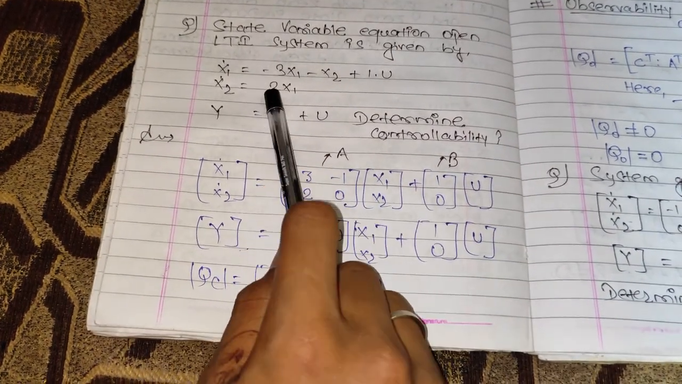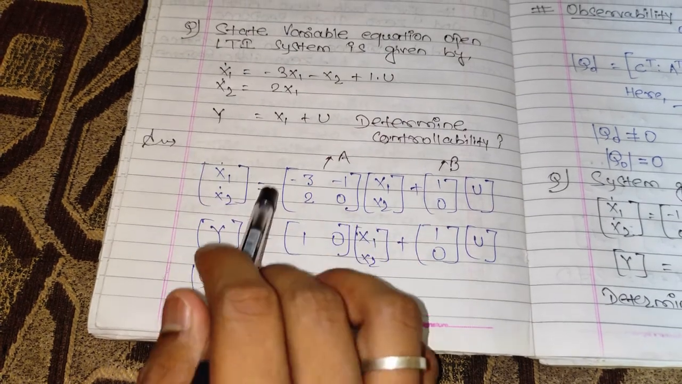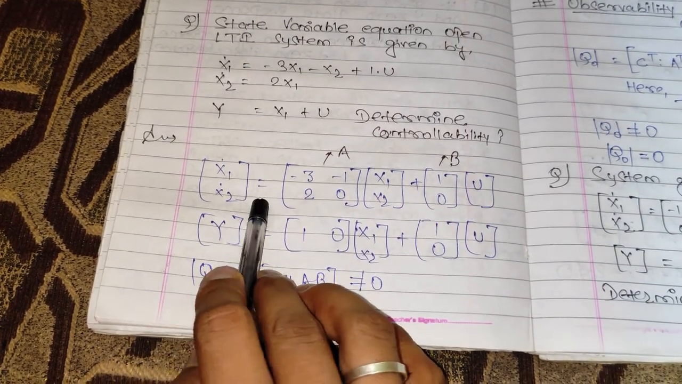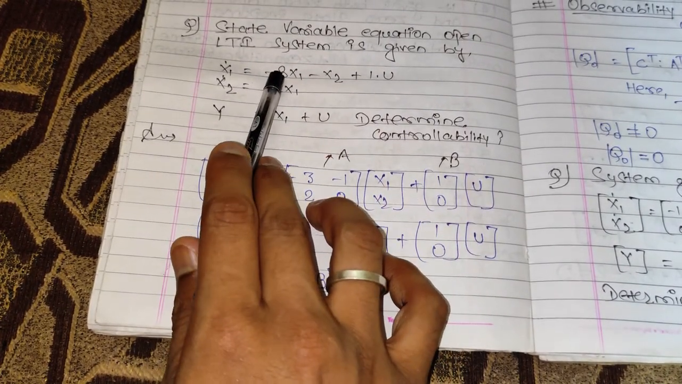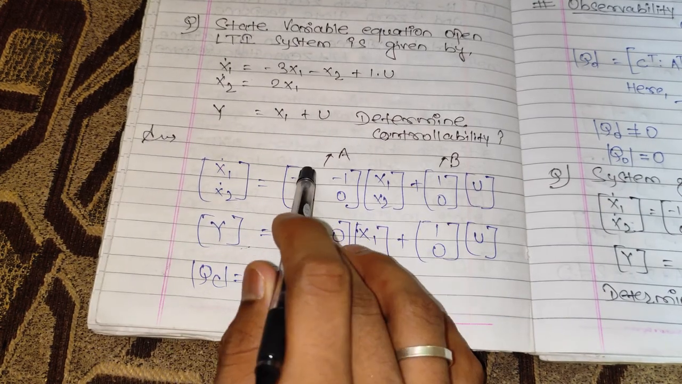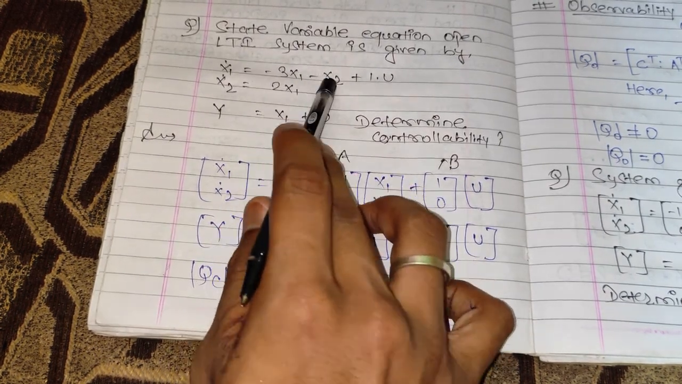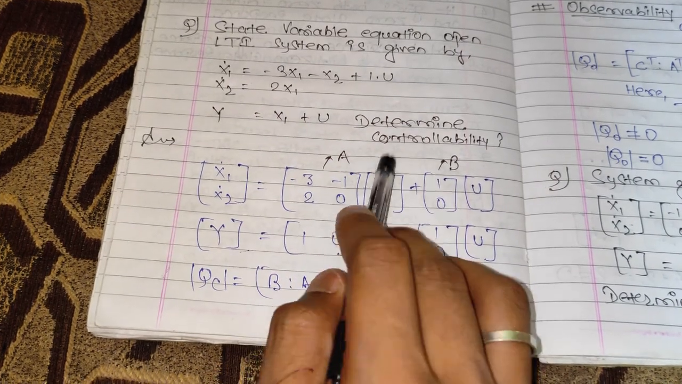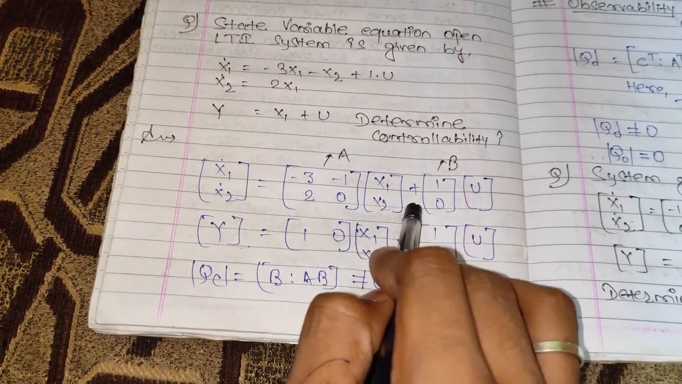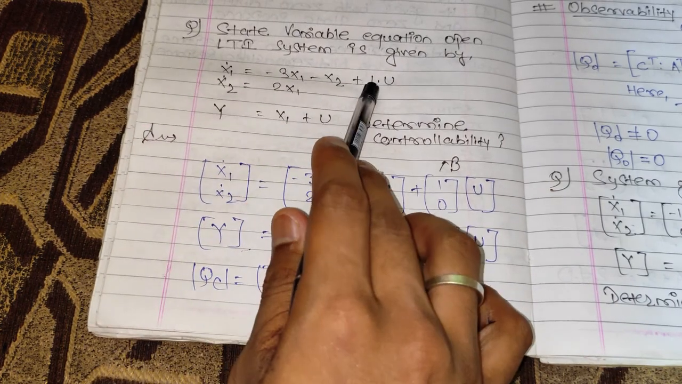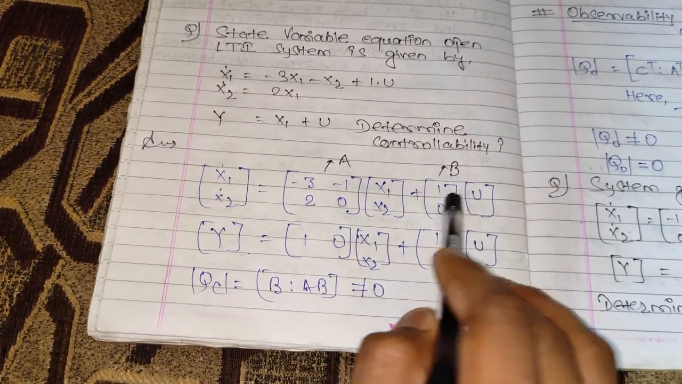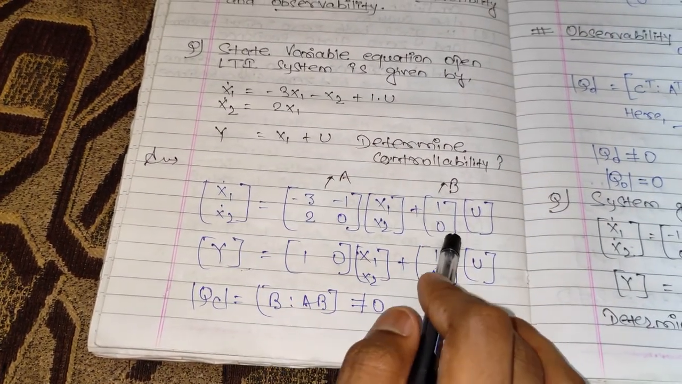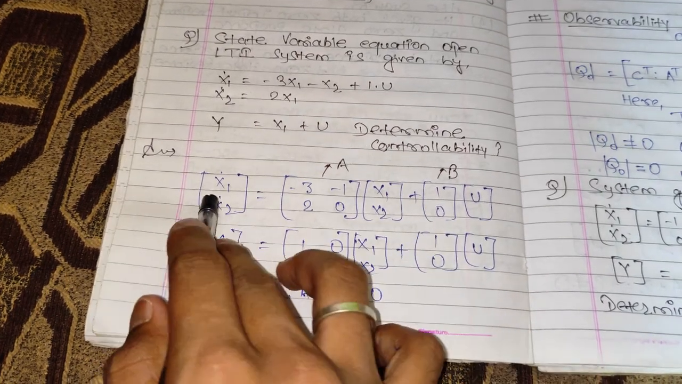So here x1, x2, we will write it according to the question. x1 dot, x2 dot, then minus 3, 2, we will write minus 3, 2. The second term is minus 1, and here the missing second term means 0. x1, x2 obviously, plus the second term in this equation is 1 into 0. The first is 1, the second is missing, which means it is 0. We get this.